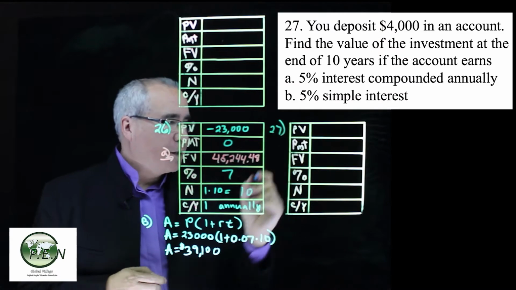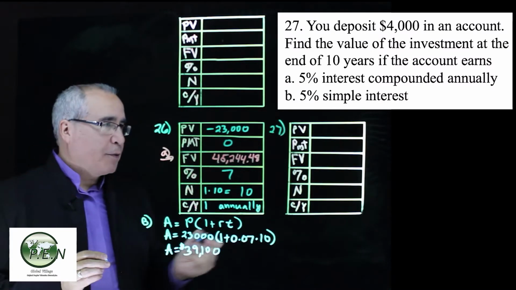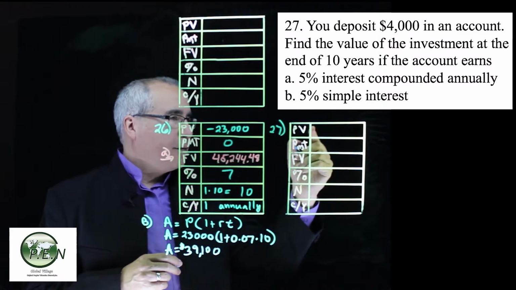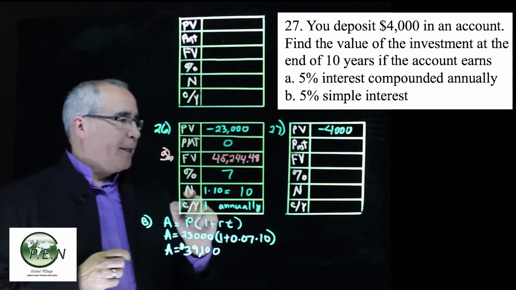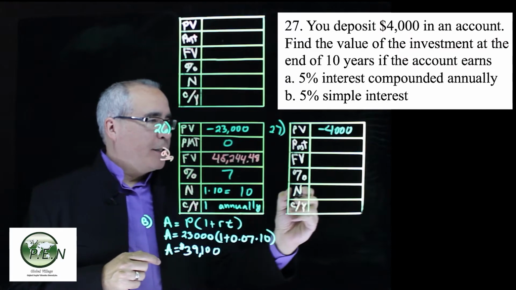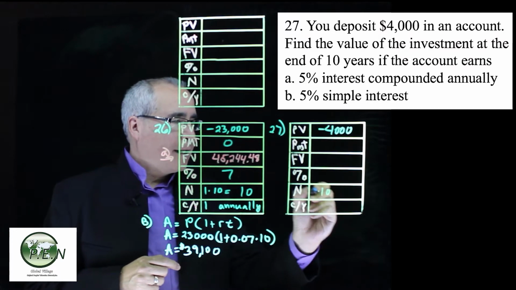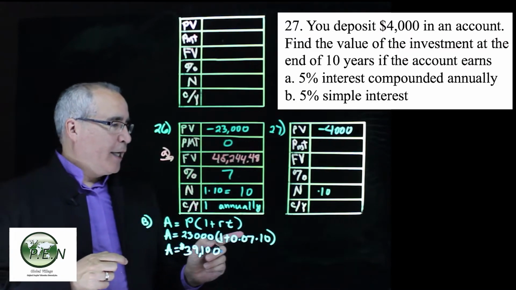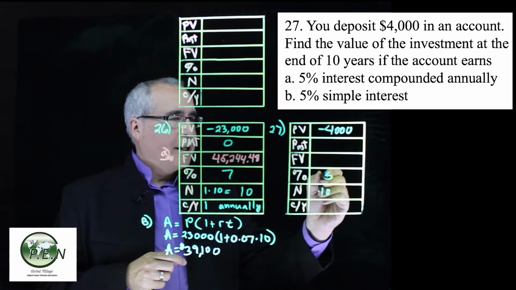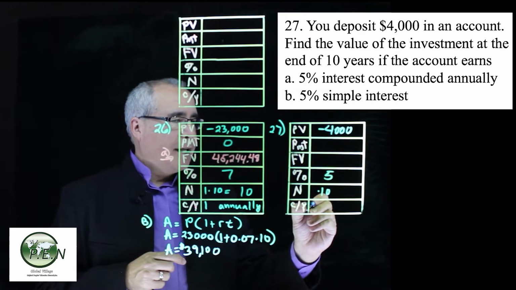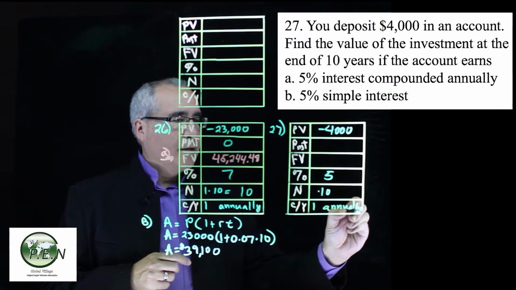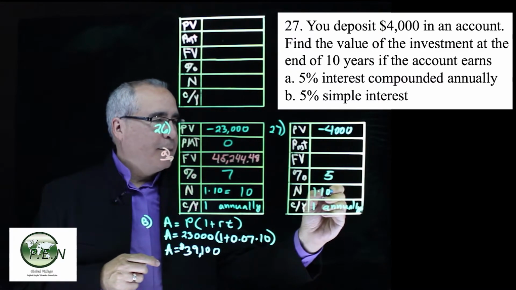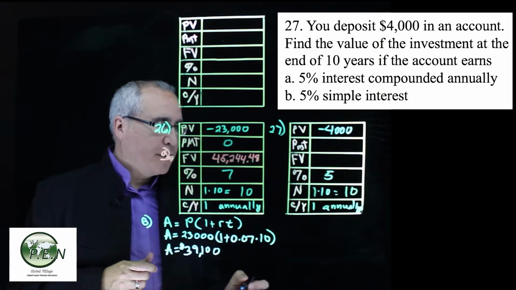Okay, similar type problem. This time we're going to deposit $4,000. So $4,000 is a present value into the account. We also want it for 10 years, so I'll put that there. We're going to compound it annually at 5%. That's what the A part says. Annually is 1 time a year. So that's 1 times 10. So the number of periods here is 10.